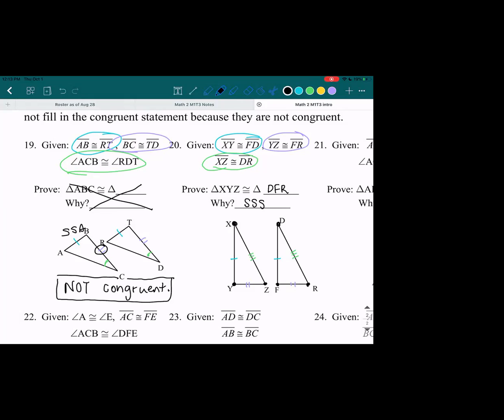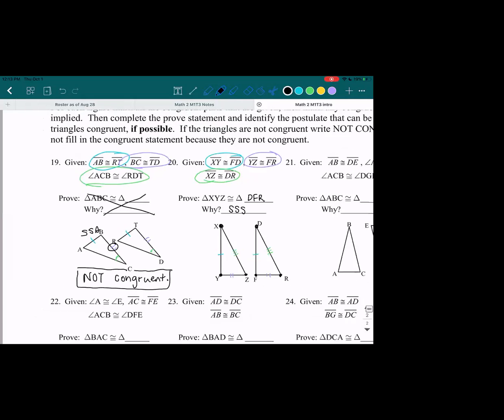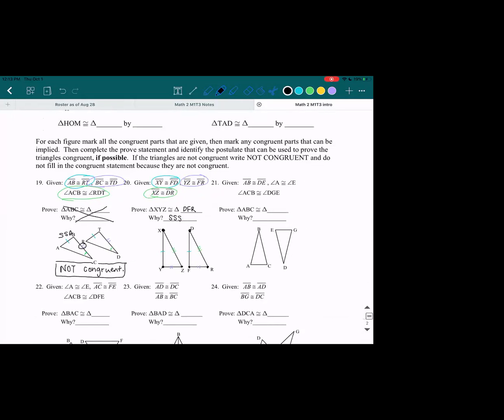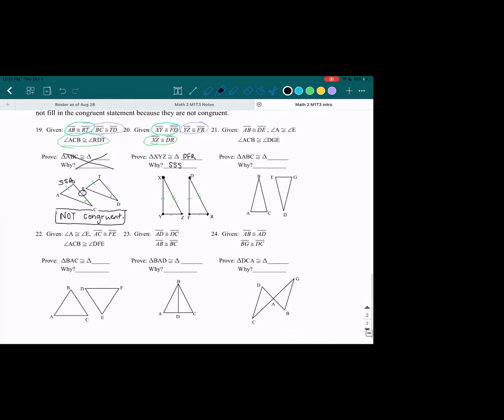Okay, any questions on this one? Okay, let's check the time. We got 15 minutes. I think we're okay with those. Let's do some harder ones, like maybe 23 and 24.